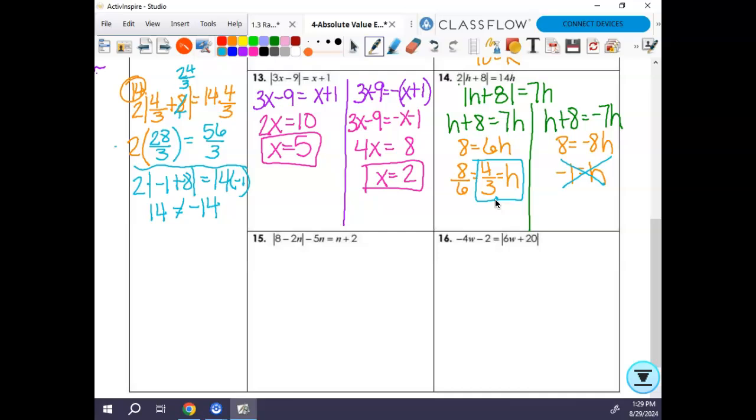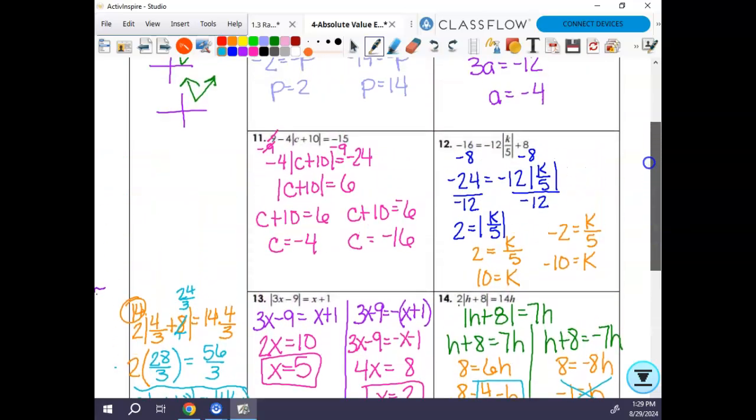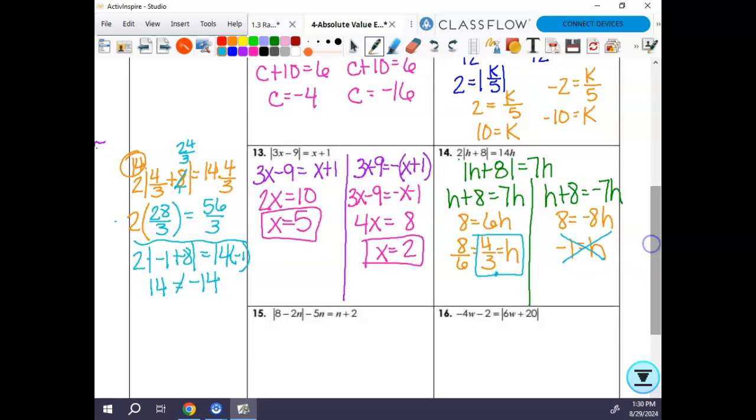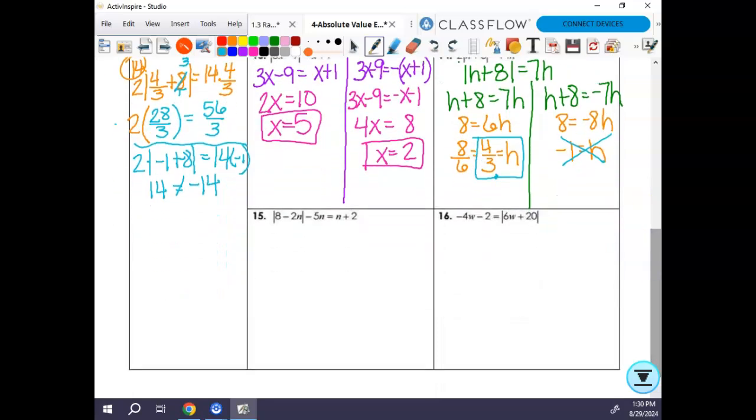Oh, so here, you see how we have the absolute value, and then there's variables outside of it? Right here, this was the absolute value, but there's no variables on the outside of it, so we don't have to check for extraneous solutions. You only need to if you have variables inside and outside the absolute value. Does that help? Okay, thank you. Anything else? All right. Y'all do 15.